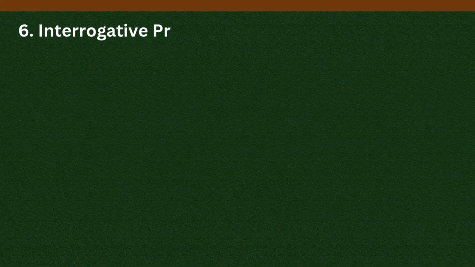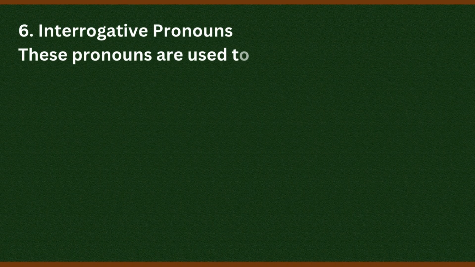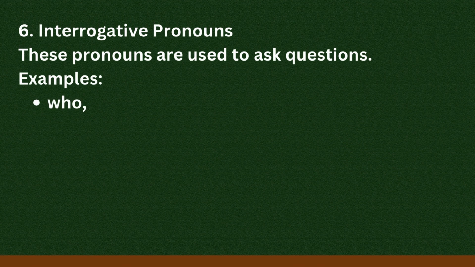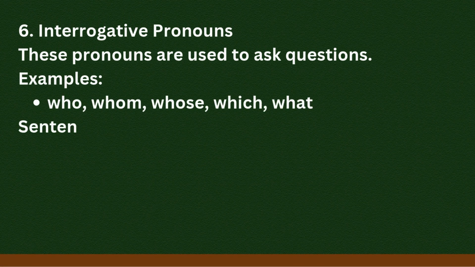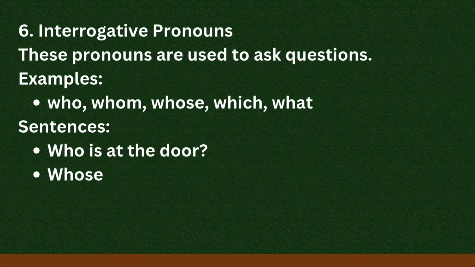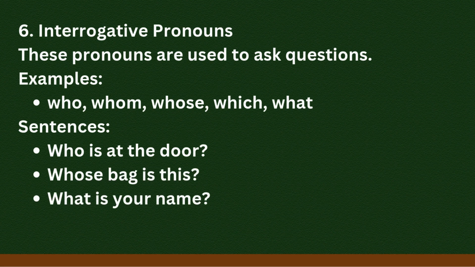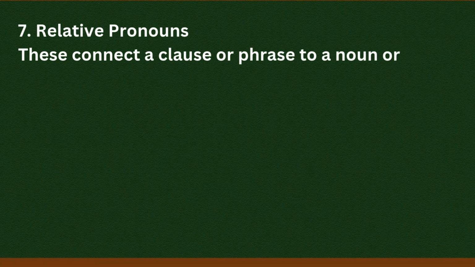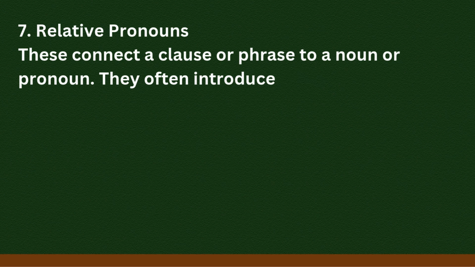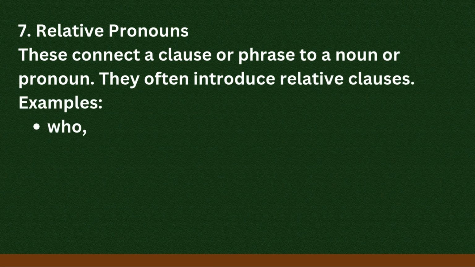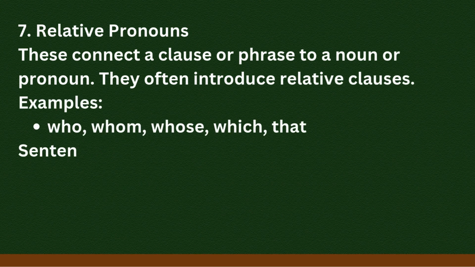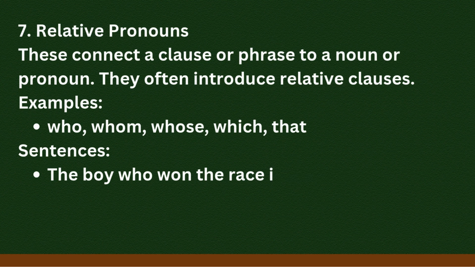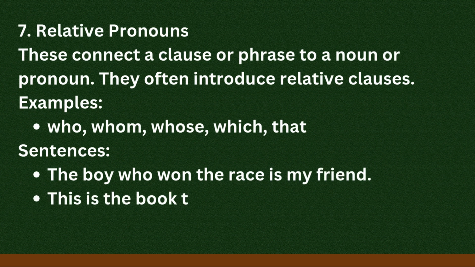6. Interrogative pronouns. These pronouns are used to ask questions. Examples: who, whom, whose, which, what. Sentences: who is at the door? Whose bag is this? What is your name? 7. Relative pronouns. These connect a clause or phrase to a noun or pronoun. They often introduce relative clauses. Examples: who, whom, whose, which, that. Sentences: the boy who won the race is my friend. This is the book that I like most.